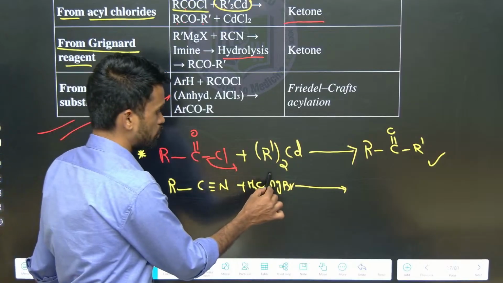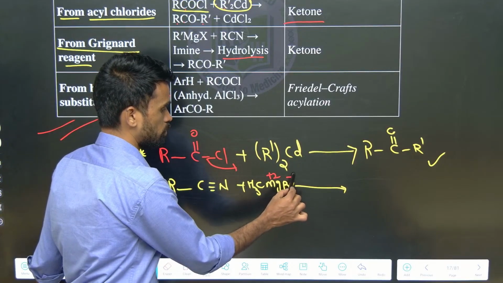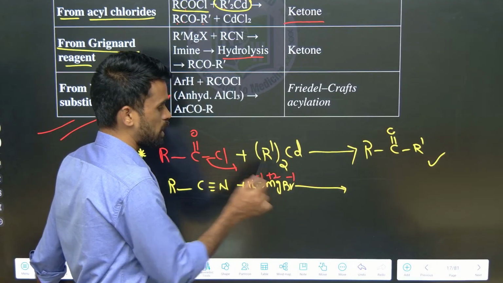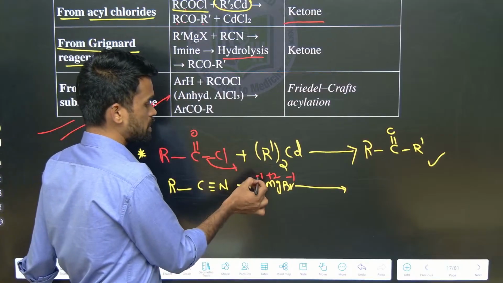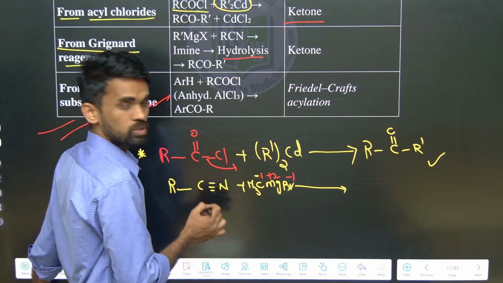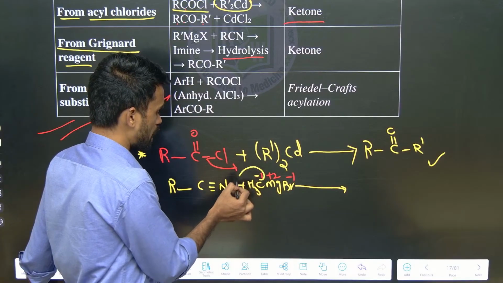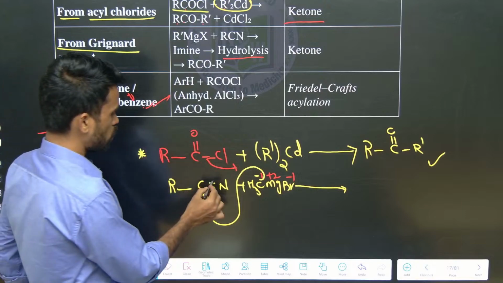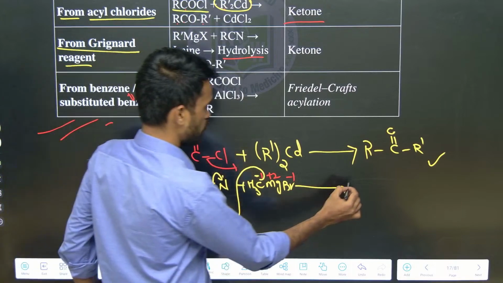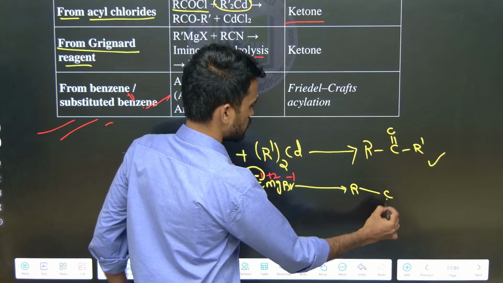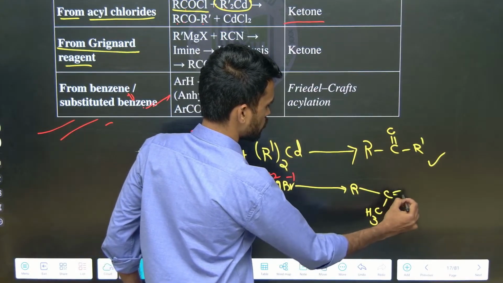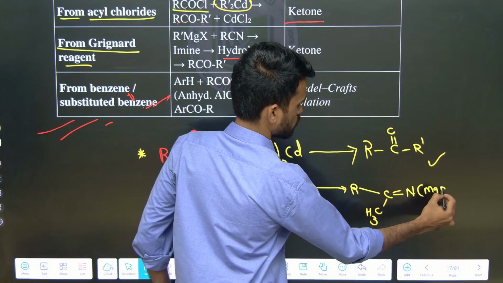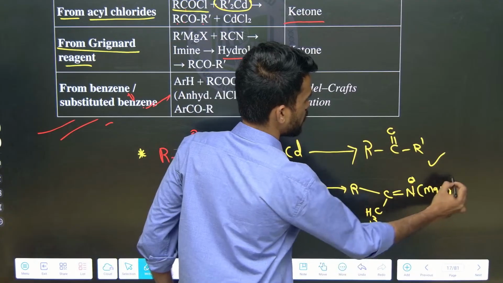Now see, magnesium will have a positive charge of +2. Bromide will be -1. So methyl should also have -1, therefore the overall molecule becomes neutral. So our methyl has a negative charge, which means it's a nucleophile. This methyl group will attack the carbon of this nitrile, this cyanide, and the bond will shift towards the nitrogen side. Then you will get an imine salt like this.